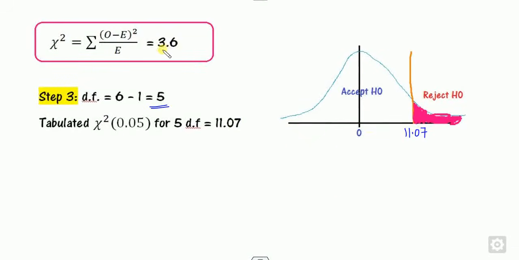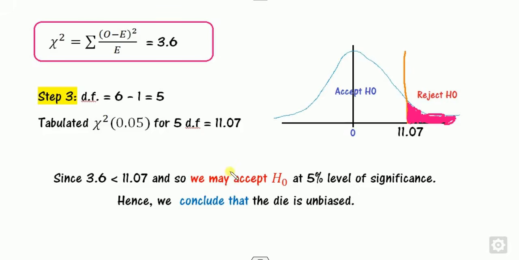Now you can see where 3.6 lies. It lies here, between 0 and this. So it means we will accept the H0. Since this value is less than the tabulated value, we accept the H0. So we can conclude that the dice is unbiased. So this is the simple procedure you can follow for the chi-square goodness of fit test.